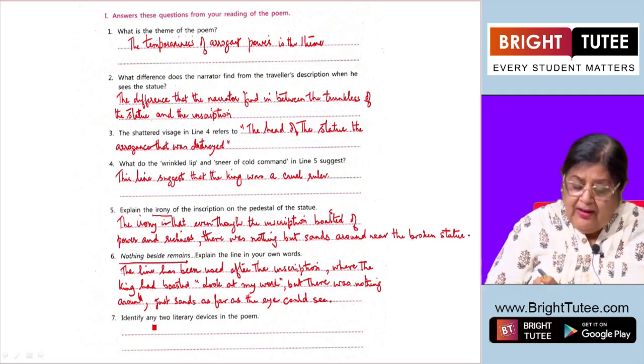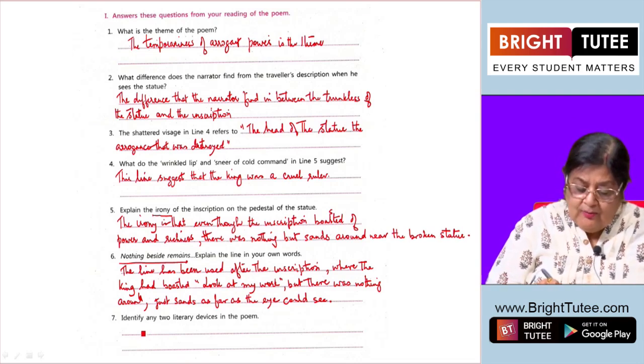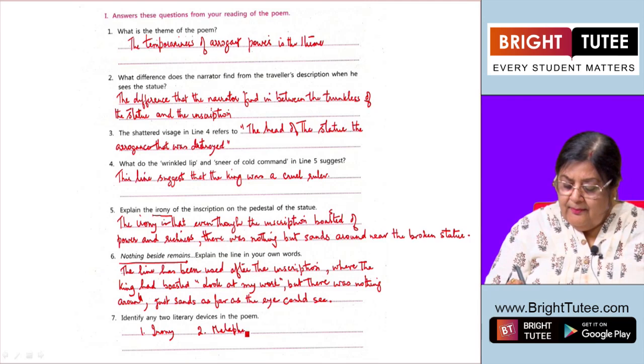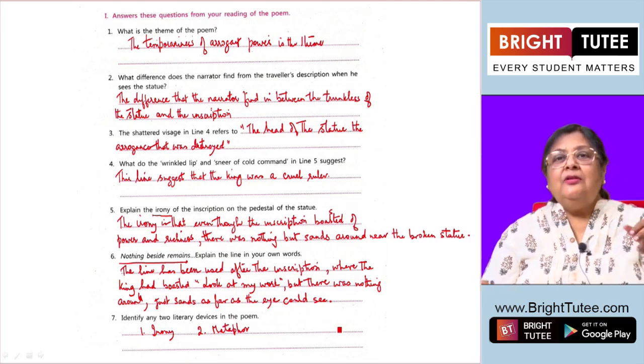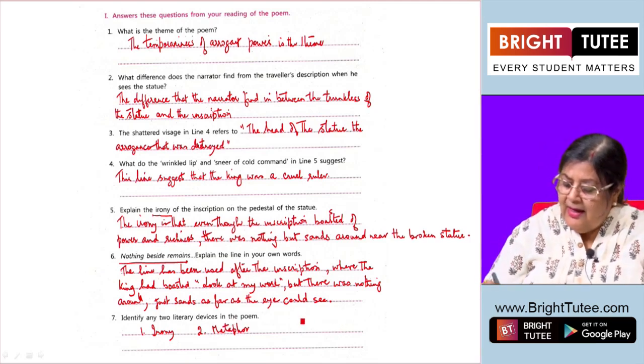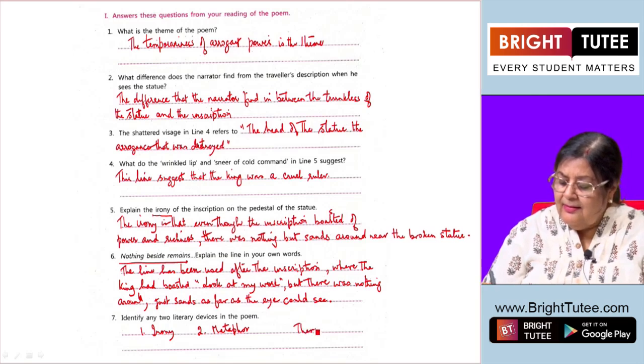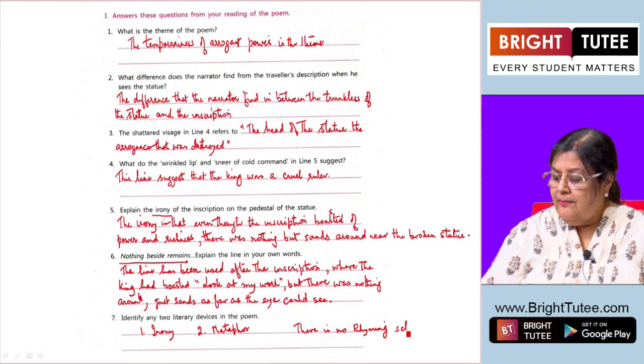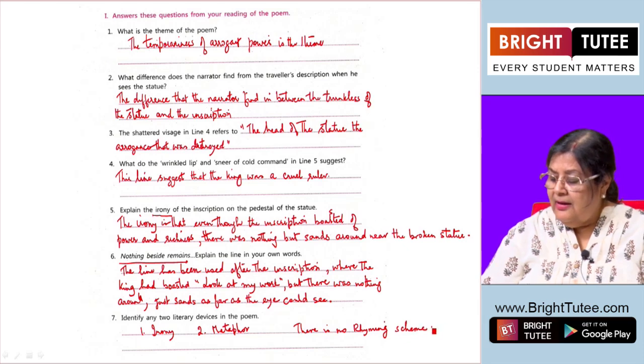The two devices used are, one is irony and second is metaphor. These are the two devices. There is no rhyming scheme in this poem.